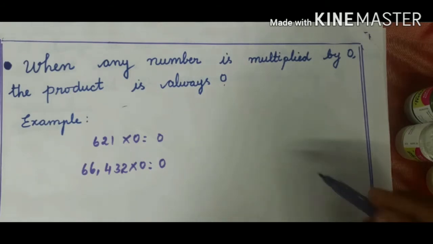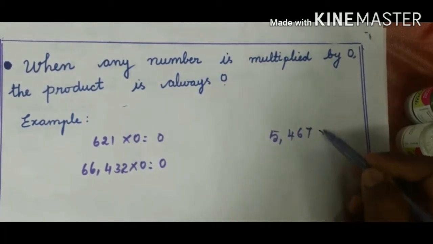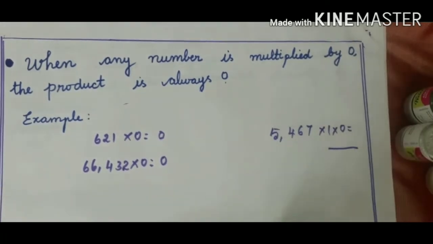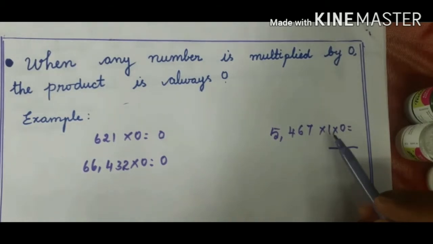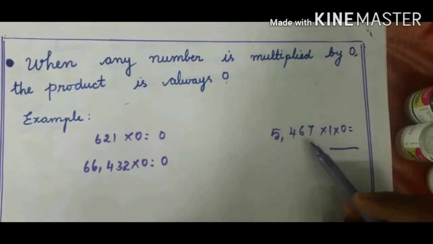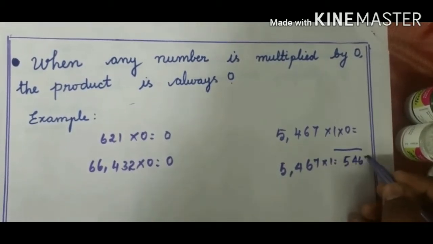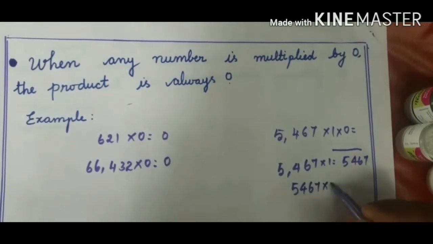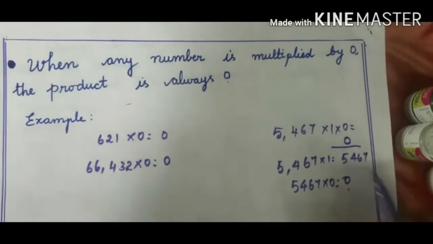So connecting the first property and the second property, in your book, page number 49, there is one example. Say 5,467 into 1 into 0 is equal to dash. Okay, so the first property, you know that 5,467 into 1, the answer is the number itself. So 5,467 into 1 is equal to 5,467. Then again you are multiplying it with 0. So what will happen? 5,467 into 0. Any number you multiply with 0, you will get 0. So the answer is 0.